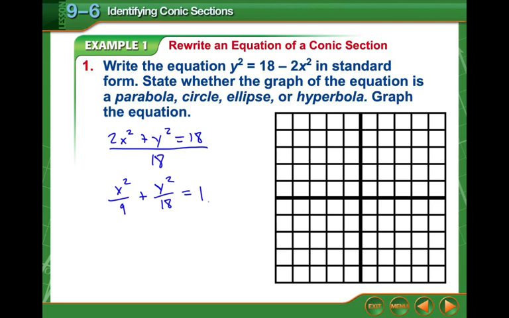There's one thing we probably would want to change if we're going to actually get it into true standard form. We would move the y squared first. But in this case, it doesn't really matter since it is adding. But that way we know now, because y squared is first, it's vertical. And since it's a plus in the middle, it's a vertical ellipse.